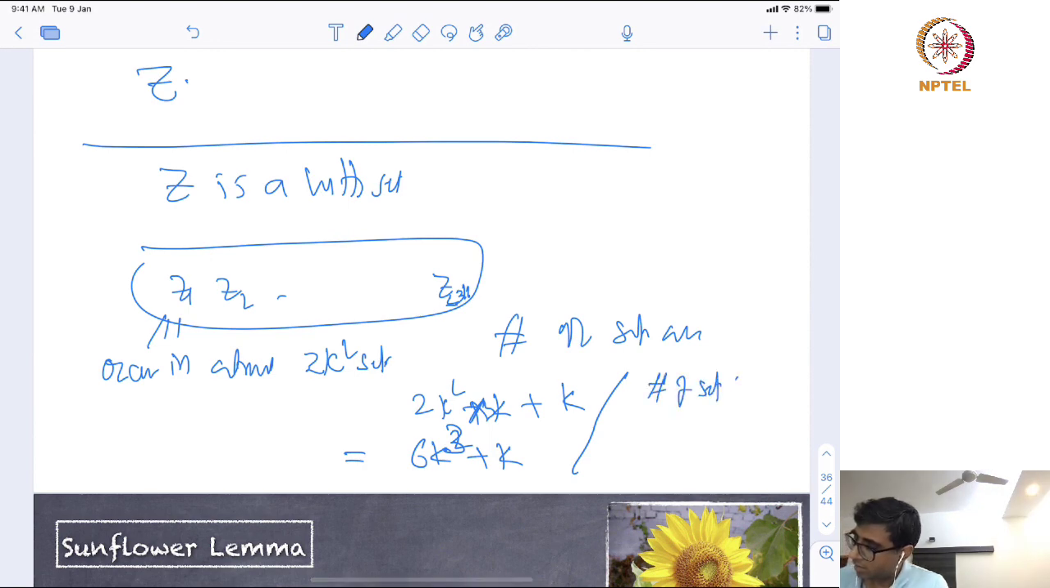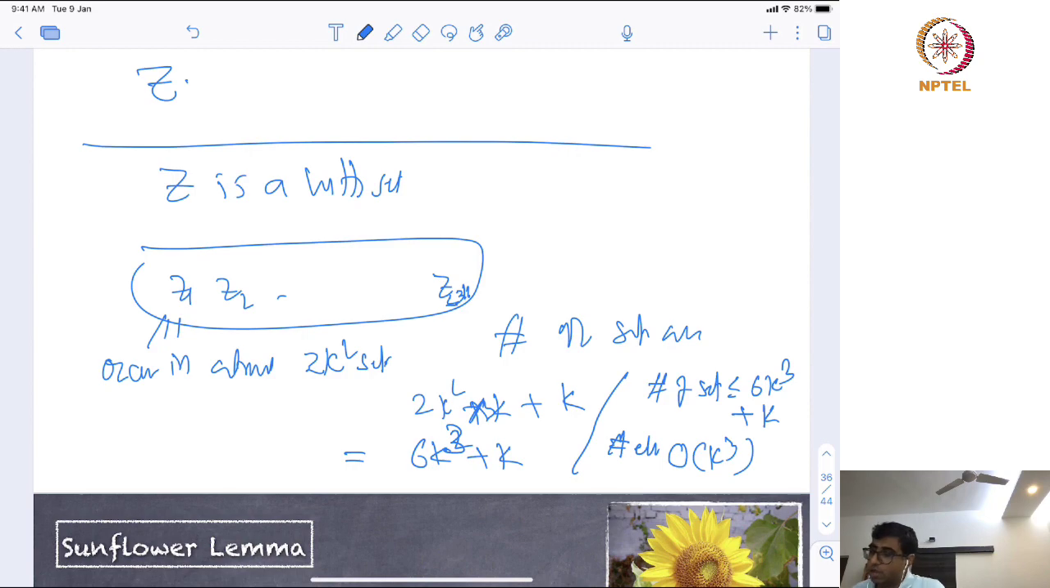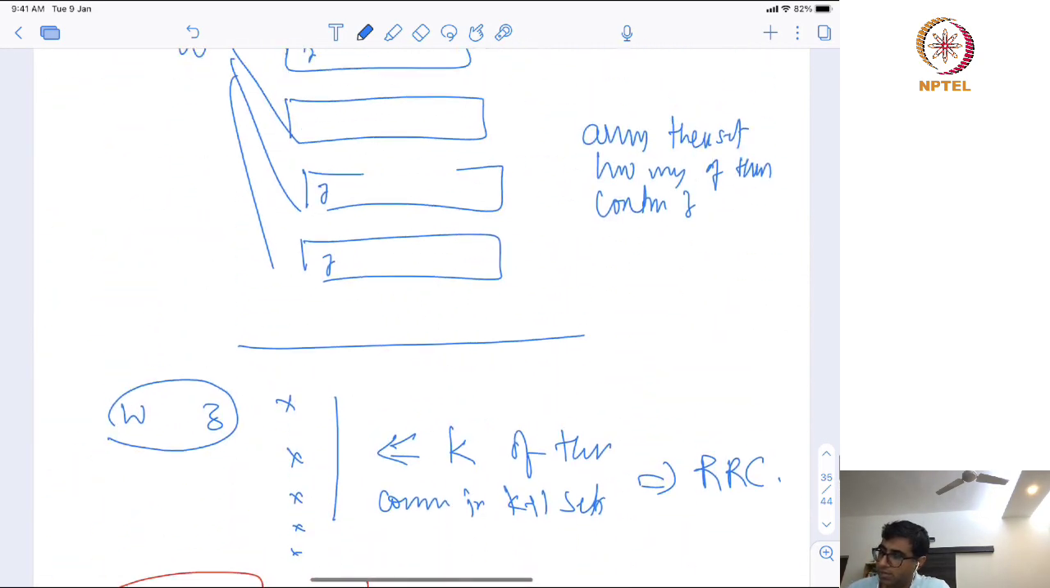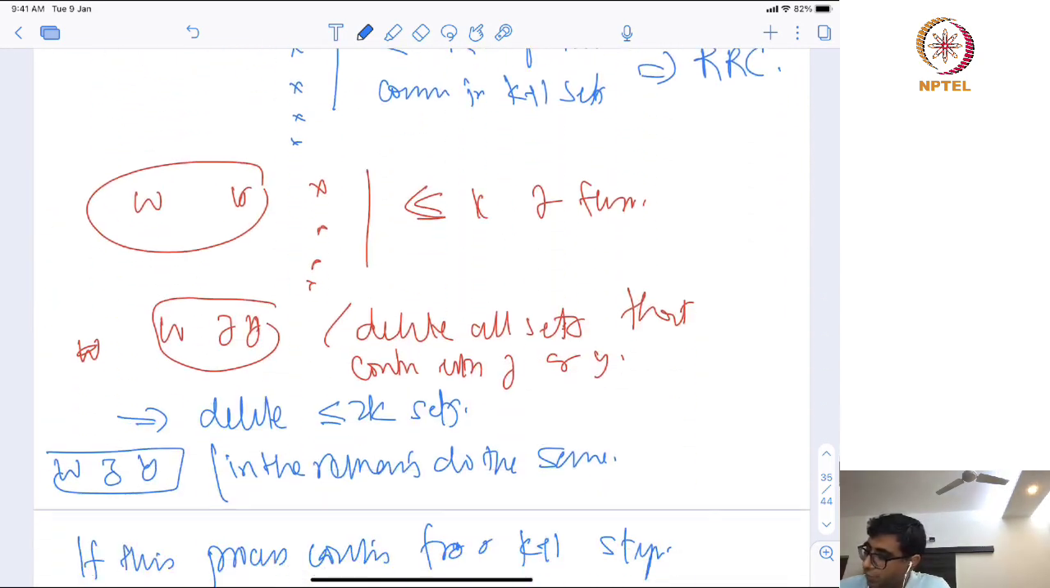Number of sets is at most 6k cube plus some roughly k. So the number of elements will be like you multiply with some 3 here. So that will be like order k cube number of elements, right. So this is how you can get a kernel for 3-hitting set, just generalizing the idea of vertex cover.